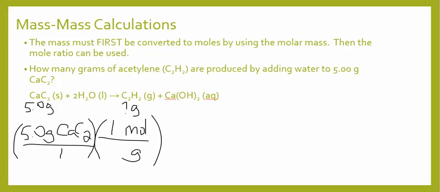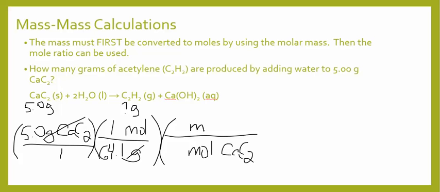For every 1 mole, go back to the periodic table, add up calcium, which is 40.1, and then you've got 2 carbons, which are 12 apiece. So that's 64.1 grams of CaC2 per mole. That'll cancel grams. Now I've got moles of CaC2 down here. And this is where I convert between units. I'm in moles. I'm going to do my mole-to-mole ratio. Balanced chemical equation. It is balanced, and it is 1 to 1. So that will cancel moles of CaC2.